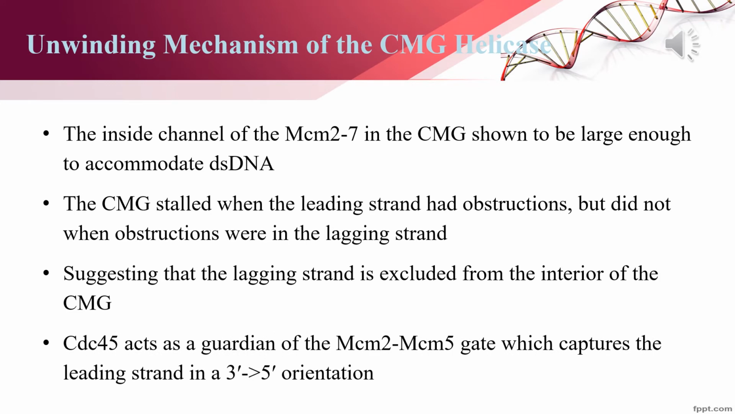The inside channel of the MCM2-7 in the CMG is shown to be large enough to accommodate double-stranded DNA. The CMG stalled when the leading strand had an obstruction but did not when the obstruction was in the lagging strand, suggesting that the lagging strand is excluded from the interior of the CMG. CDC45 acts as a guardian of the MCM2-MCM5 gate, which captures the leading strand in a 3' to 5' orientation.